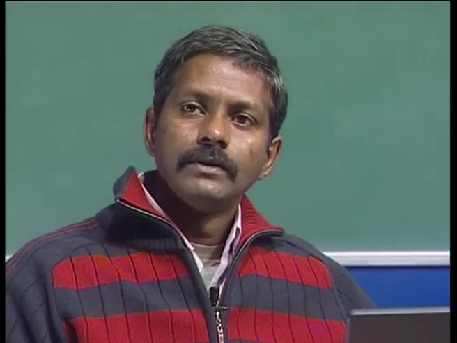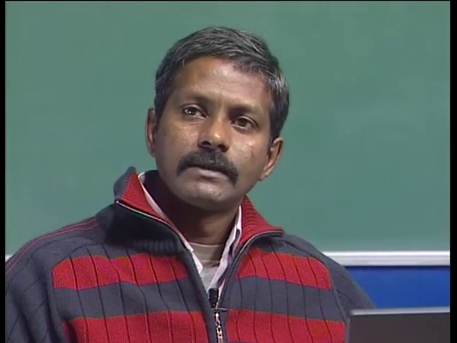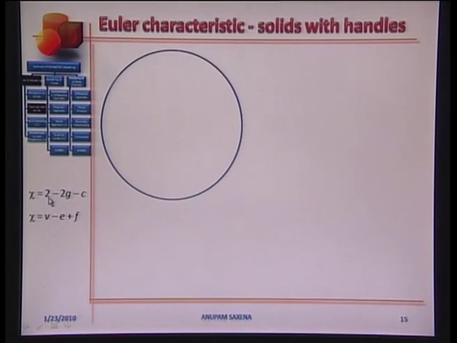We will now try to relate these two results. Chi equals 2 minus 2 times the genus value minus the number of boundary components. This is true for all non-polyhedral solids or smooth solids like a sphere or torus. And chi equals the number of vertices minus the number of edges plus the number of faces is true for all polyhedral solids.